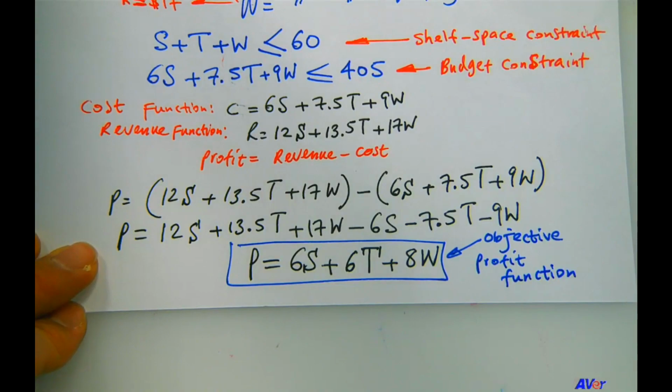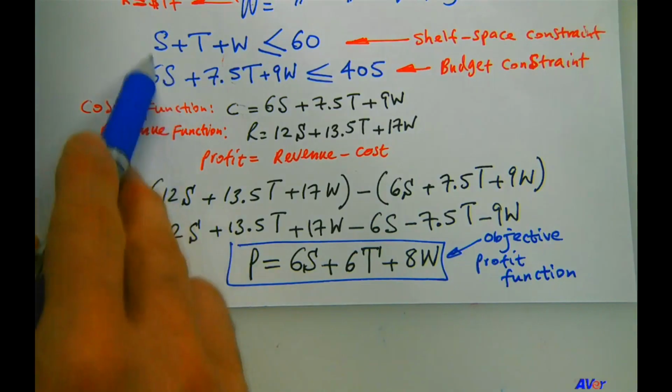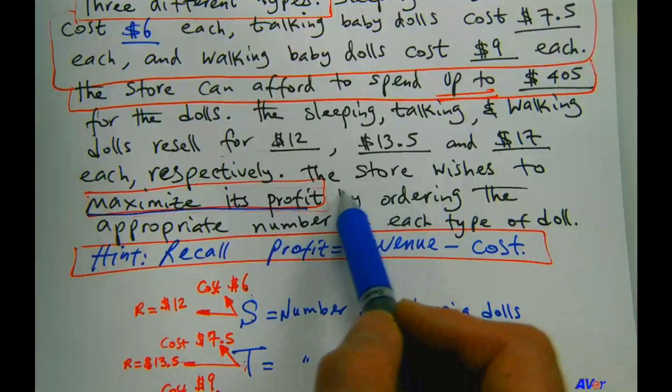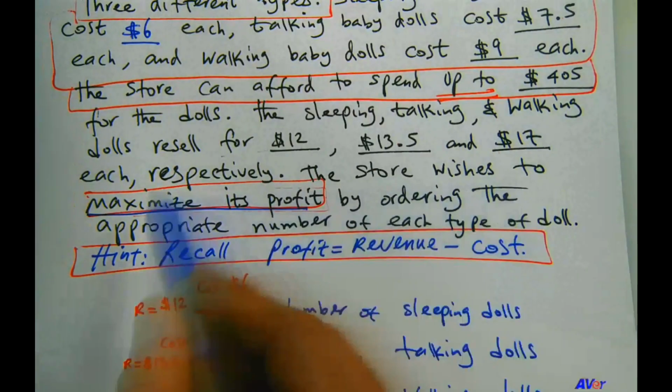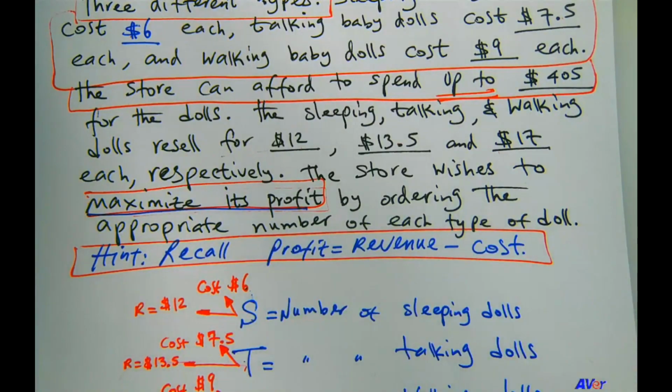Okay, so now we have everything, and remember that none of these variables, s, t, and w, can be negative. The store owner cannot order a negative number of these dolls. And this is the ultimate question: the store owner wishes to maximize its profit by ordering the appropriate number of each type of doll. So we're looking for the appropriate number of dolls which would help the store owner maximize its business profit.